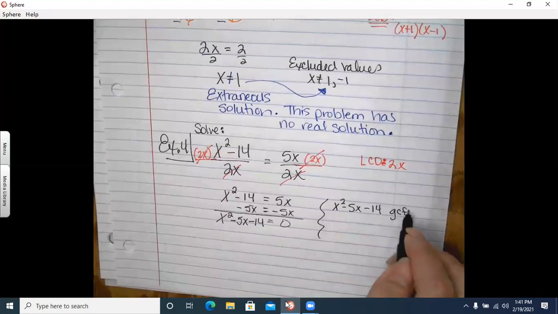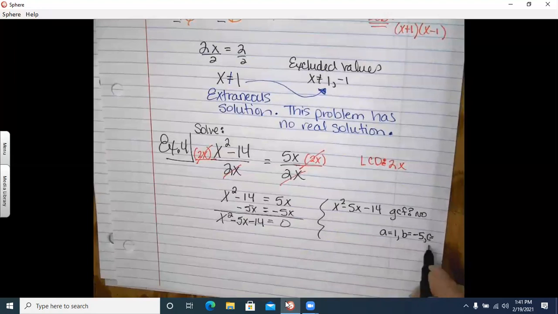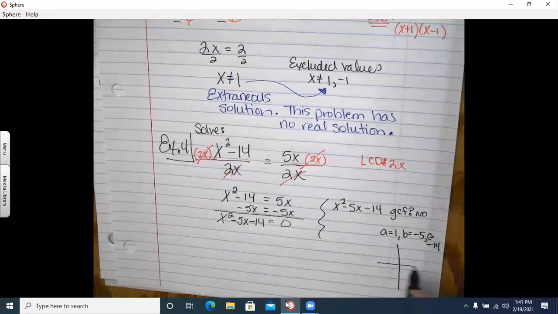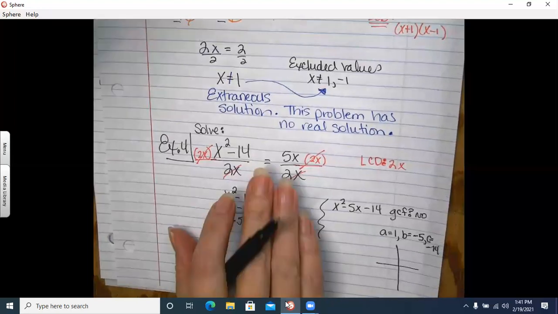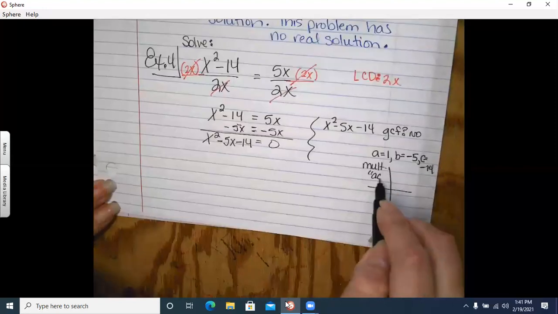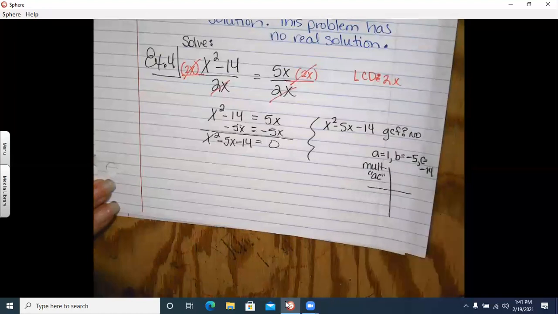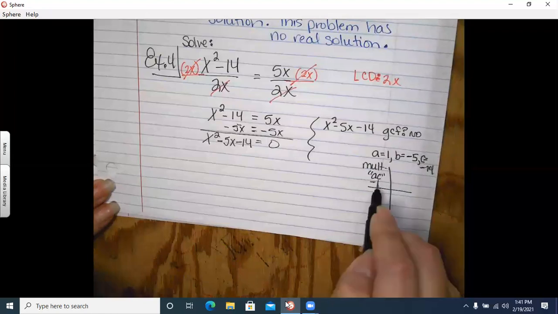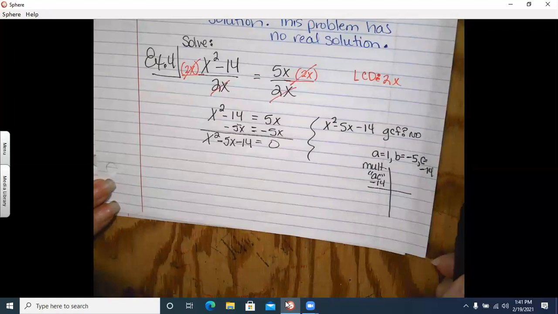and hope that works. Do we have a GCF? No. Okay. What is A equal to? 1. What is B equal to? Negative 5. What is C equal to? Negative 14. So make my little T-chart. On the left, I need two numbers that multiply together to give me A times C. What is A times C? Negative 14. And on the right side, I want the same two numbers to add to give me B, which in this case is negative 5.